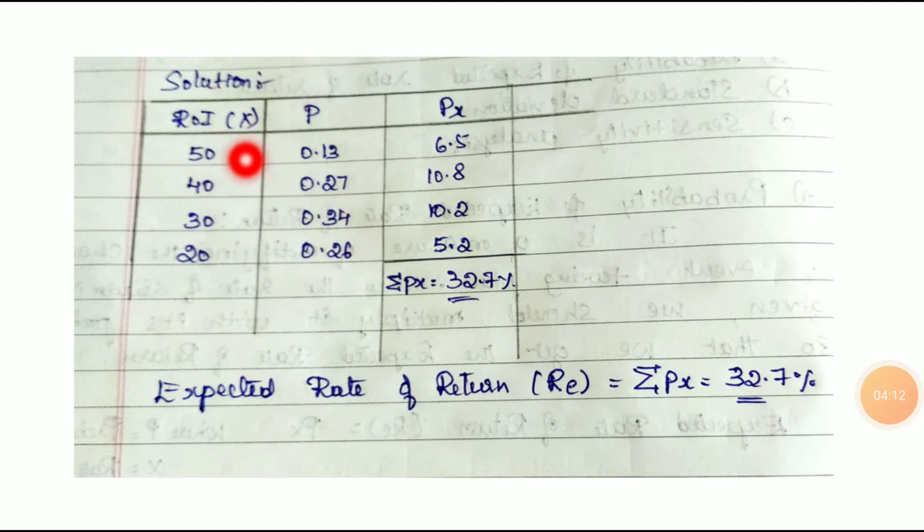First you write the given information, ROI as X and probability as P. Then multiply the values given. 50 into 0.13 is 6.5, then 40 into 0.27 is 10.8, 30 into 0.34 is 10.2, 20 into 0.26 is 5.2. Then we take the total of this column, that is summation Px. The total is 32.7. So expected rate of return RE is equal to summation Px, that is 32.7%. This kind of problem will come for 6 marks.